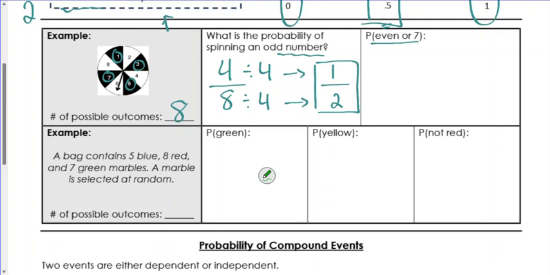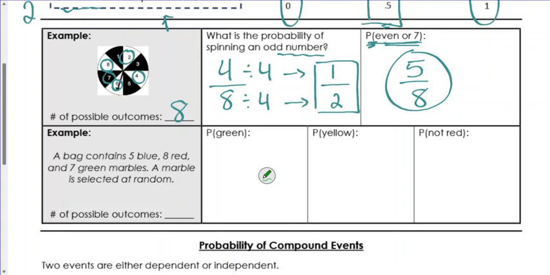This is a different way to write that same kind of thing. Instead of writing out the full sentence, this is saying the probability of whatever is inside the parentheses. The probability of getting an even or a 7. So that means all of those are my favorable outcomes. I can get an even, which means 2, 4, 6, or 8, or I can get a 7. That is 5 out of my 8 possible outcomes. And that one doesn't simplify. That is the final answer there.